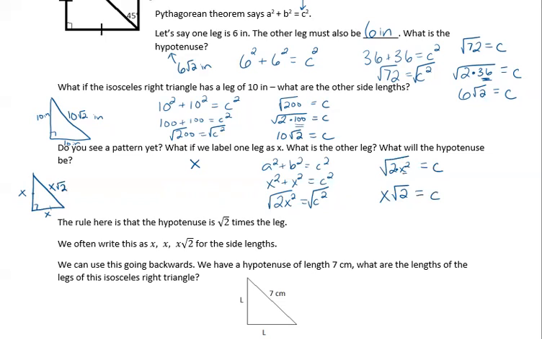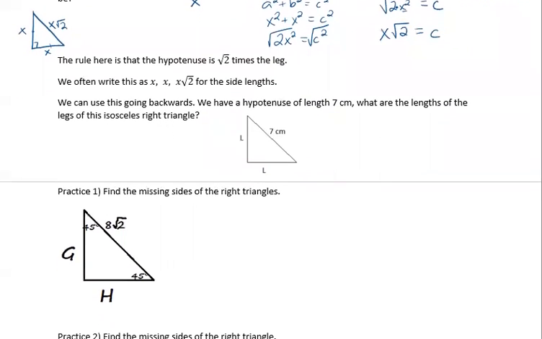So hopefully now you really see the pattern. Whatever these legs are, you multiply that by the square root of 2 for the hypotenuse. So the rule is that the hypotenuse is the square root of 2 times the leg. We often write this as x square roots of 2 for the side lengths. And then if we know one of them, we can just plug that in.